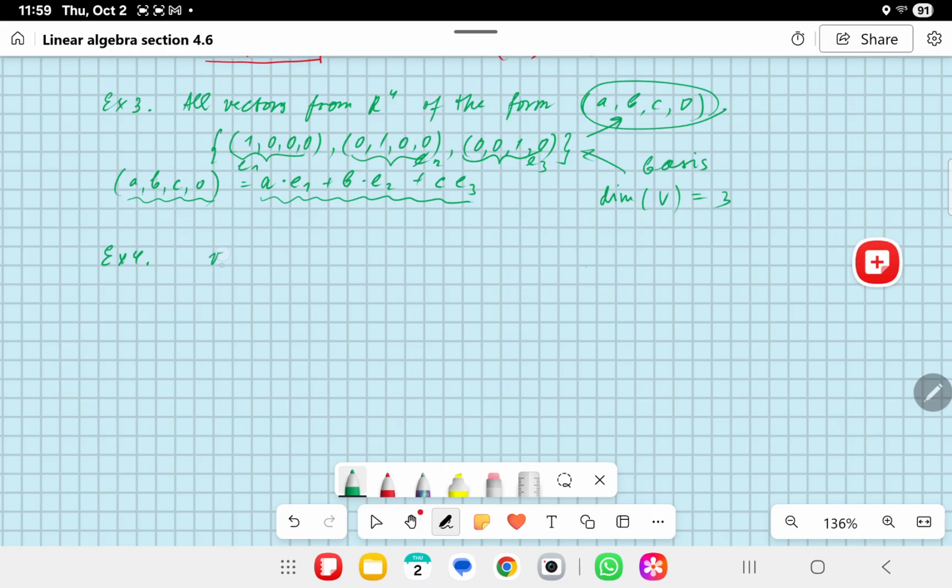Imagine somebody gives you 2 vectors, v1 with coordinates negative 1, 2, 3, and v2 with coordinates 1, negative 2, negative 2. They belong to R3, but they don't span it, because the dimension of R3 is equal to 3. So we need 3 vectors to make a basis. These 2 vectors are linearly independent, but they are not making a basis because there are not enough of them. They don't span.